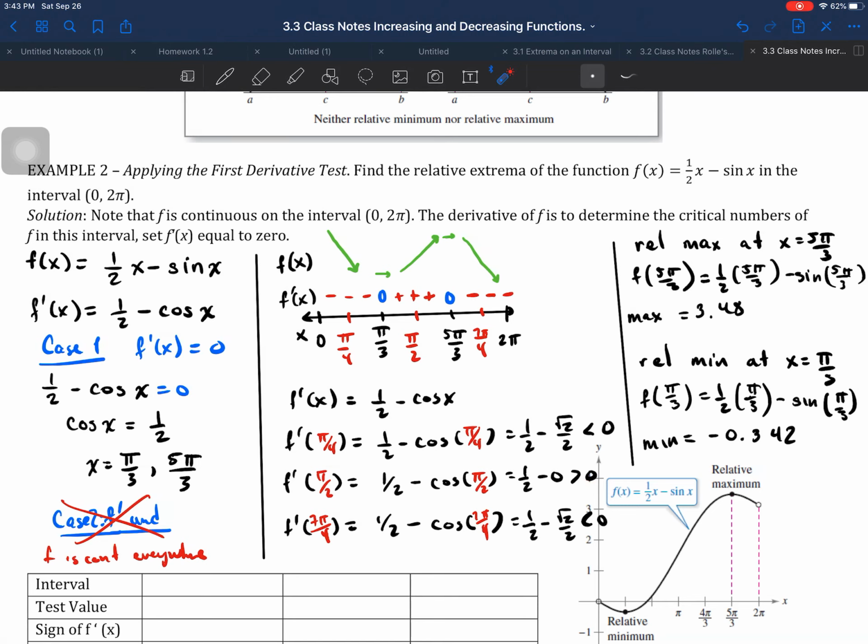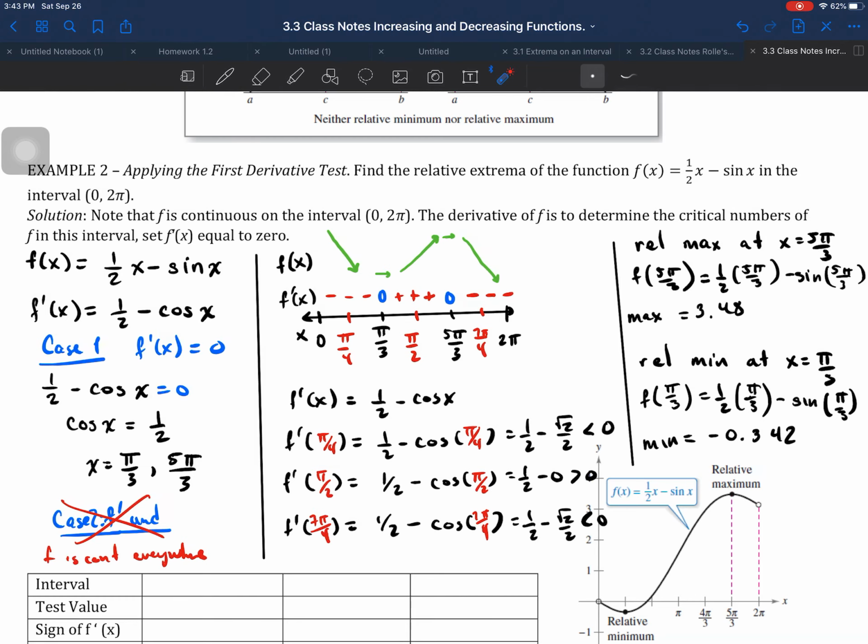The next one is 7 pi over 4. So plug in 7 pi over 4 for cosine. Cosine of 7 pi over 4 would be positive square root of 2 over 2. So we have 1 minus square root of 2 over 2, which is also a negative number. So we figure out that this is negative right here in this region. This region is positive, and this region is negative.